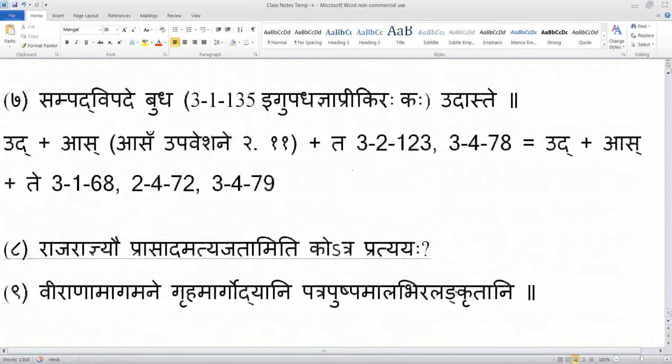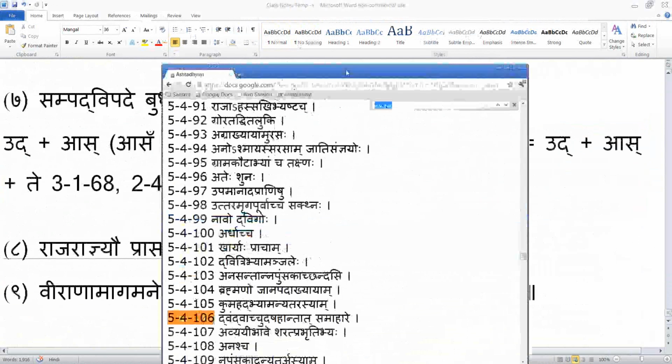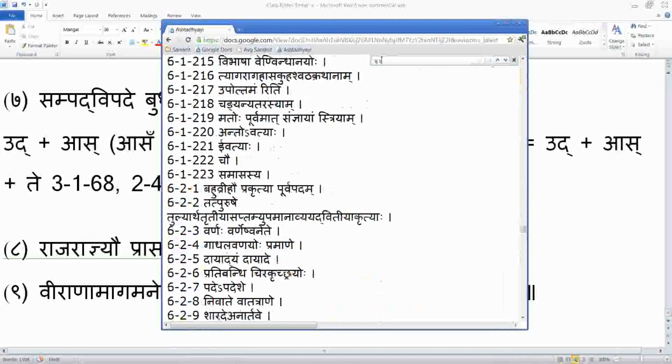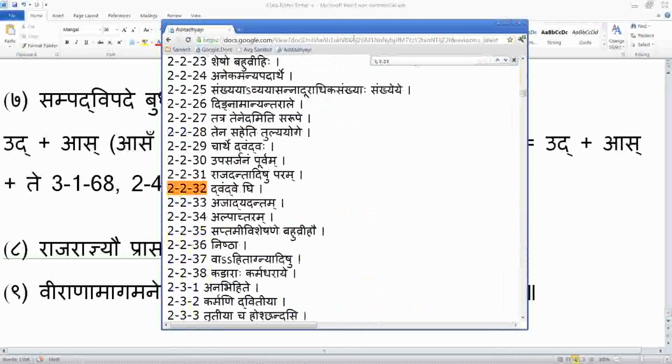So as usual, we have to check the rules about dvandve: ghi, ajadyadantam, and alpachataram. Now, sampad and vipad, nothing has the ghi sanjna, they are not ajadi. Alpachataram also, sampad and vipad both have two ach each. But there is this vartikam, laghvaksharam purvam, which is a vartikam on that.